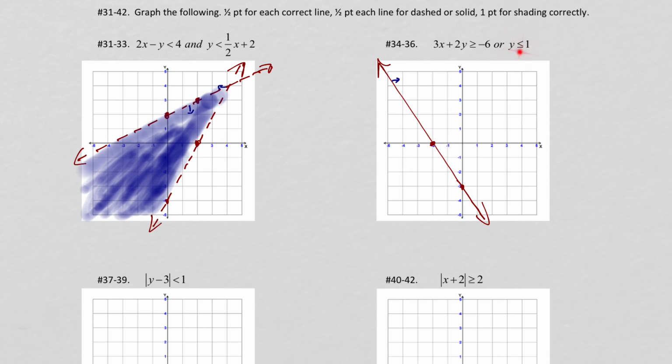Okay, now, y is less than or equal to 1. This is a horizontal line where y is equal to 1. And it's solid because there's an equal sign. And so less than goes this way. So I'm shading everything to the right of this. So I'm shading all of this stuff.